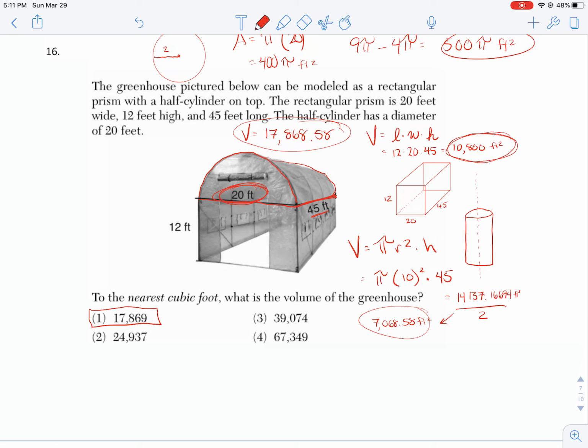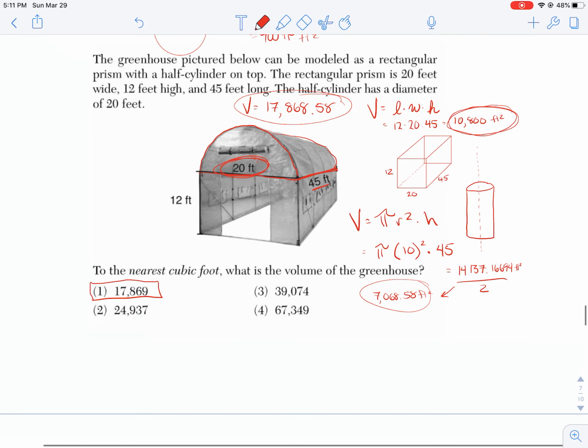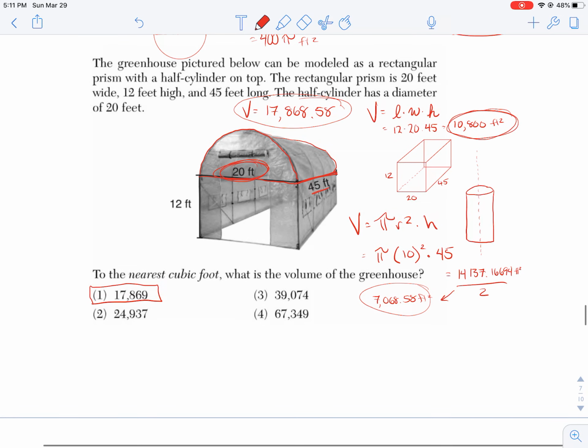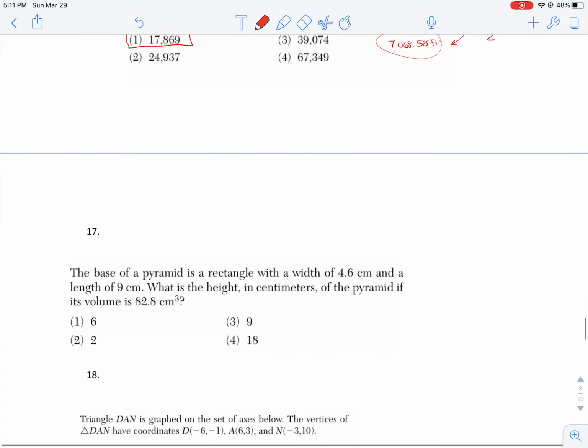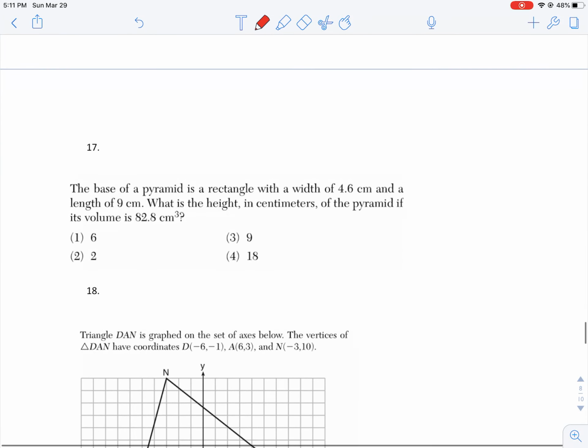Not too crazy of a problem, where we just had to find the volume of the cylinder and the rectangular prism, right? But we just had to remember, once we find the volume of the cylinder, we had to divide it by 2, because we only needed the volume of half of that. Anyway, so that's number 16. Let's go down to number 17.